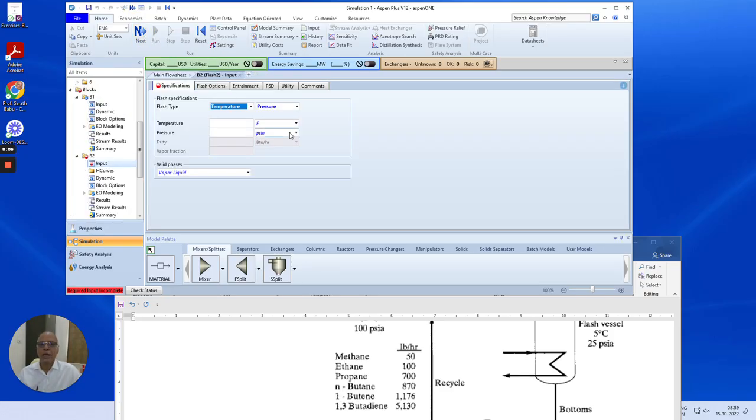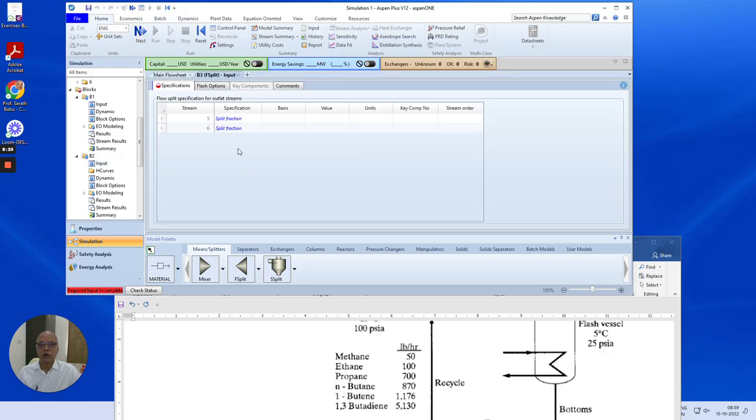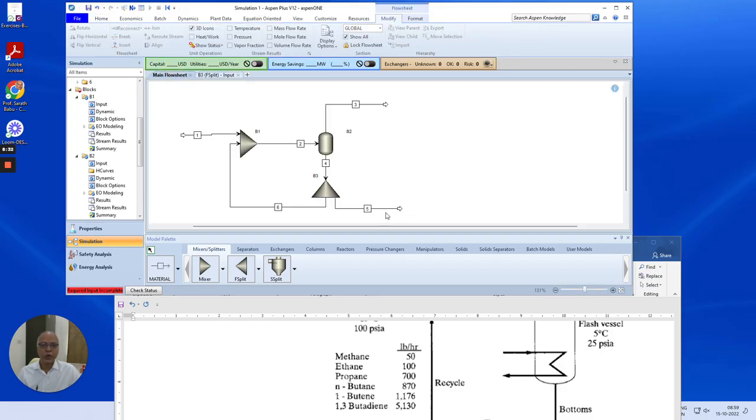Okay. Now we are being asked to represent the conditions within the flash column. We already know the temperature and pressure. So the temperature is 5 degrees centigrade and the pressure is 25 psi. Right. We have specified the flash column. Then go to next. So we need to specify the split fraction. So you can see from the main flow sheet, the product is 5, the recycle is 6.